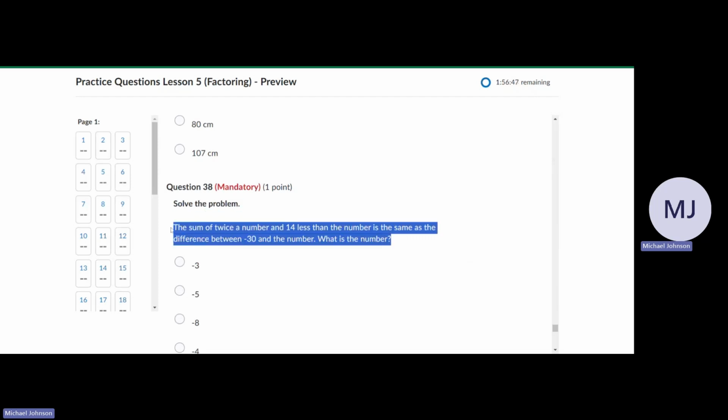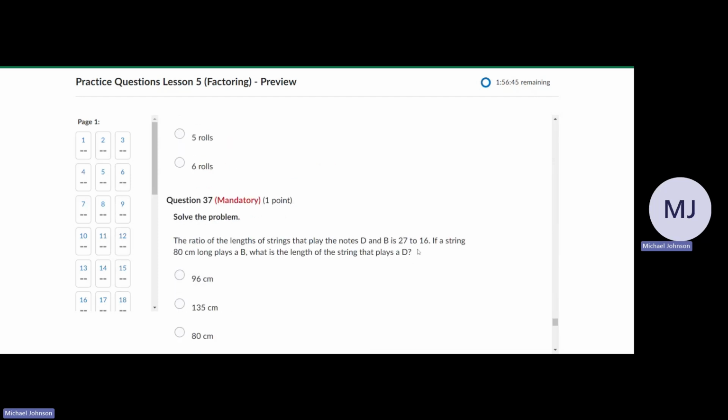And then here you would have to put this into an algebraic equation and solve. Here, put this in an algebraic equation and solve. So yeah, those are good ones to do.